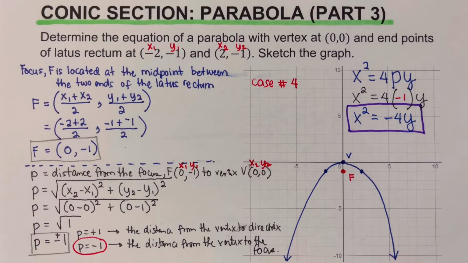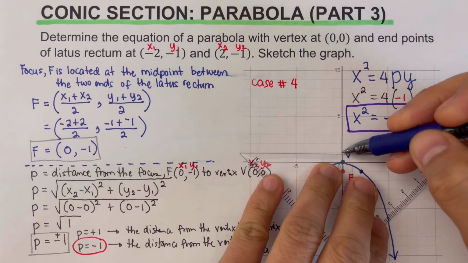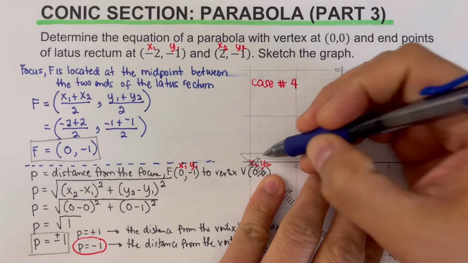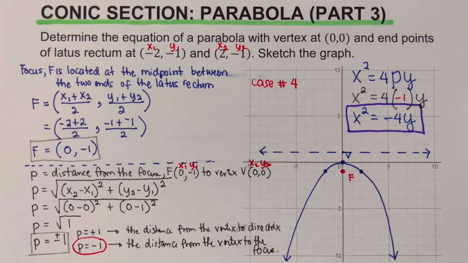Now, we also remember that our directrix is located, it says here the distance from the directrix to the vertex, or from the vertex to the directrix, is 1. It's +1, so it's going to be above it. It's going to be here. Now, let's move on to the next example.